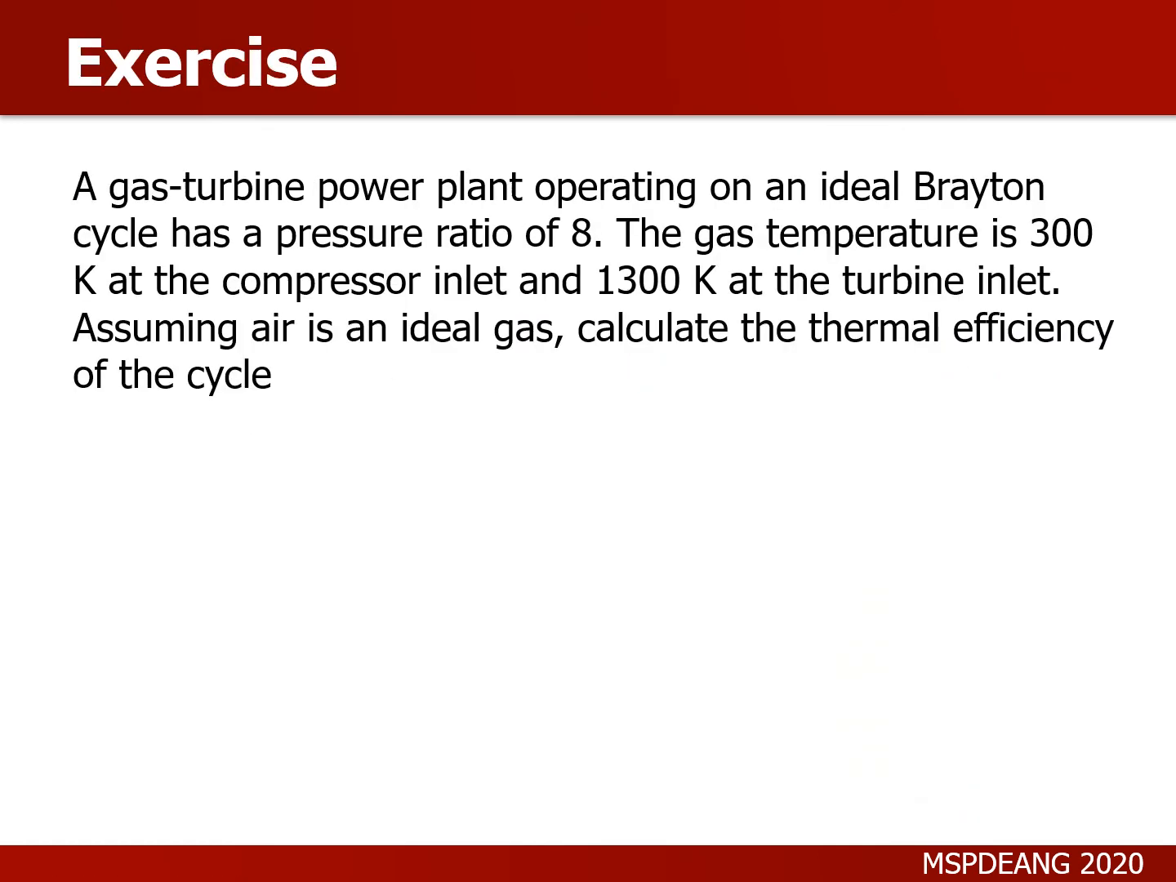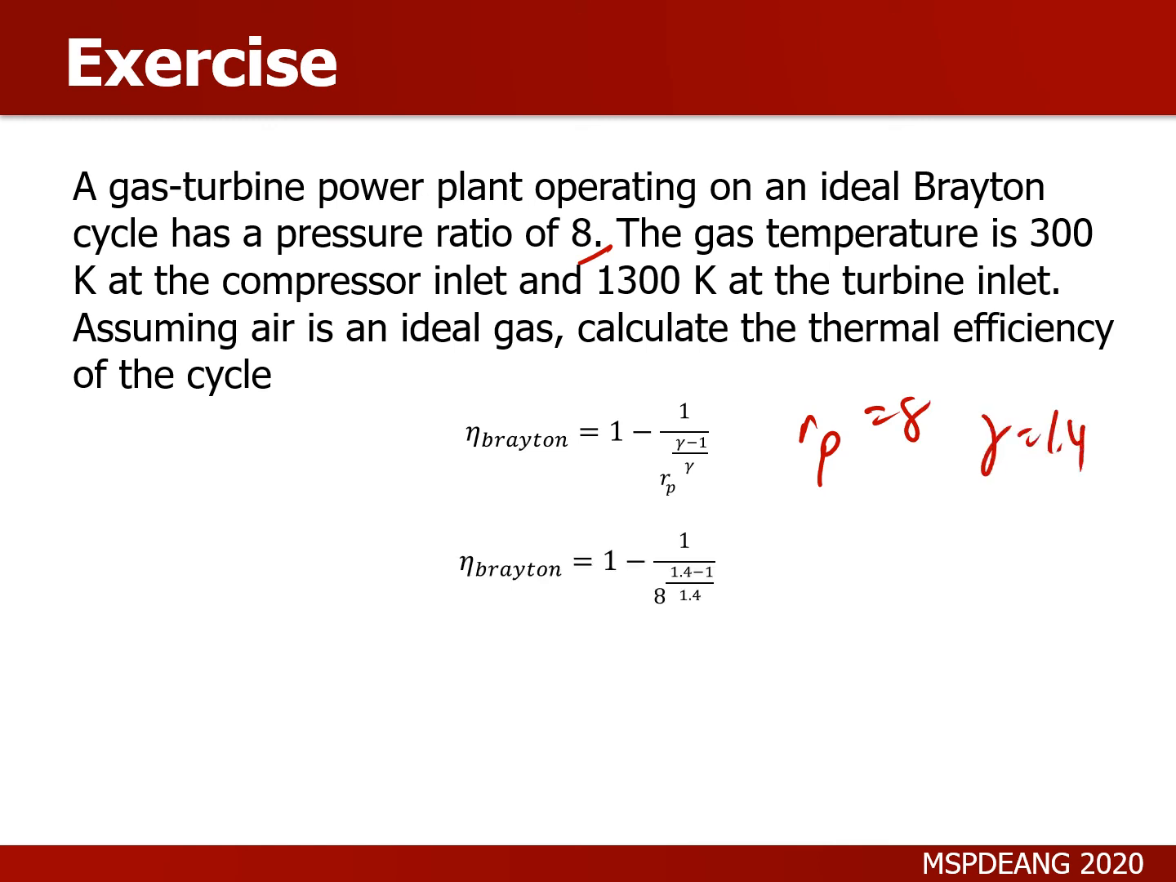Okay, so consider now a gas turbine power plant operating on an ideal Brayton cycle with a pressure ratio of 8. From here, we can calculate the thermal efficiency of your Brayton cycle. It is a function of the pressure ratio. So simply plugging in the pressure ratio of 8 and the heat capacity ratio, which is 1.4, you can get the thermal efficiency of this cycle to be 0.4480. To calculate the other states in the cycle, just proceed to your ideal gas process calculations once again.